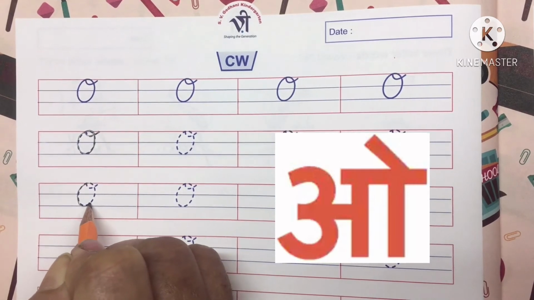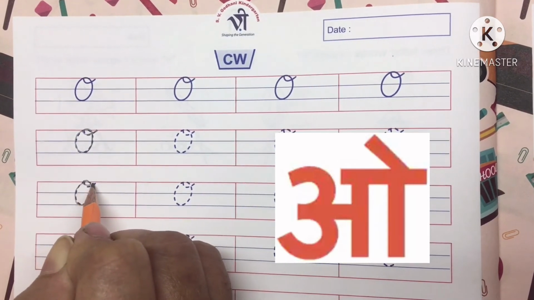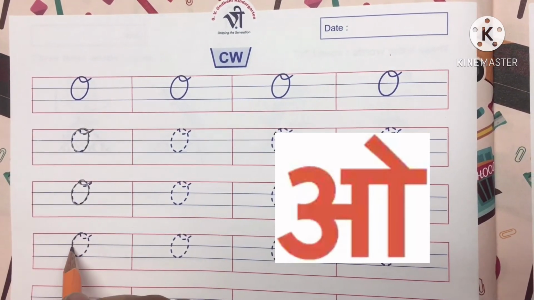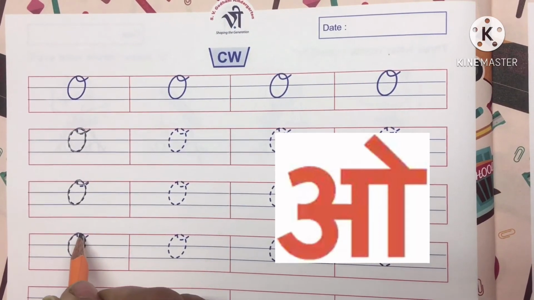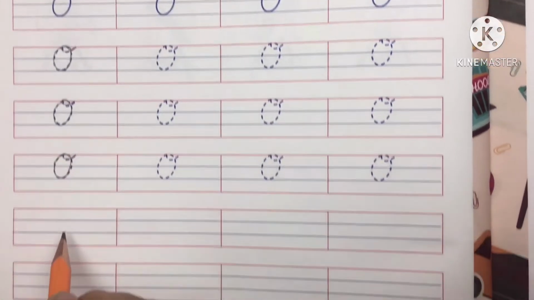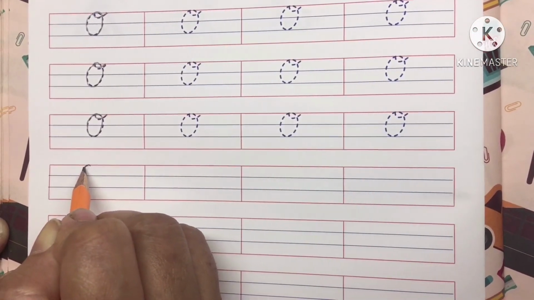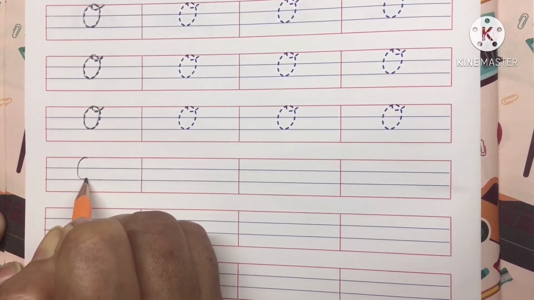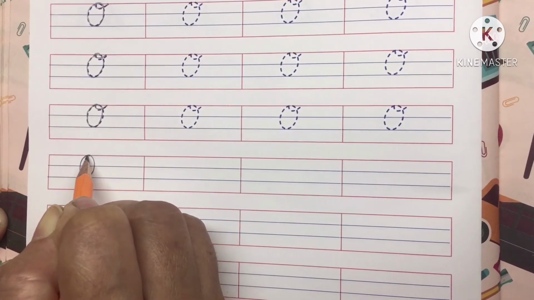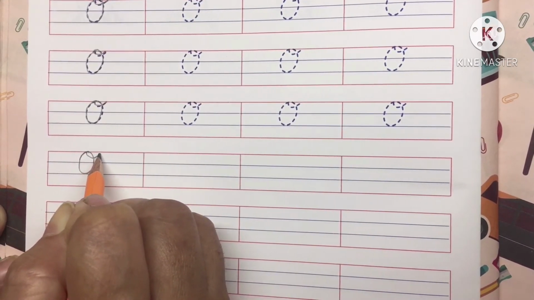O sound O. O sound O. Now I will show you in a plain box. Start from here, make circle and come out to the red line.